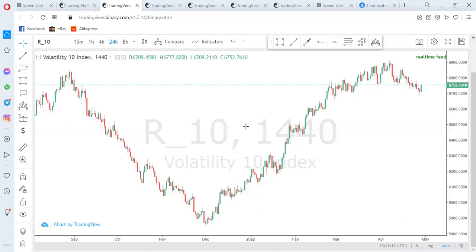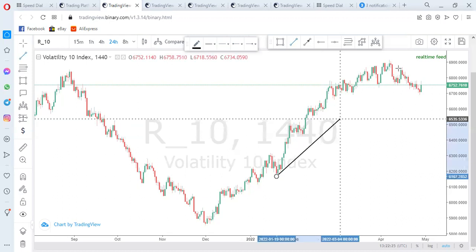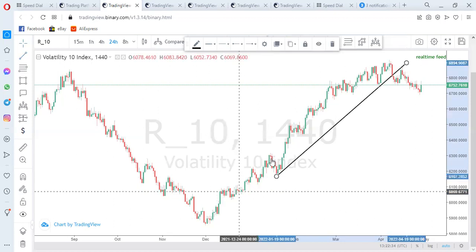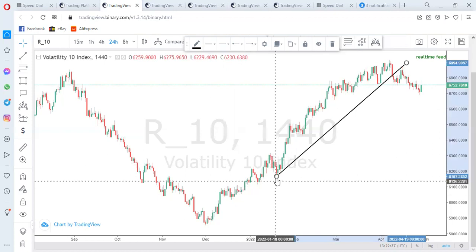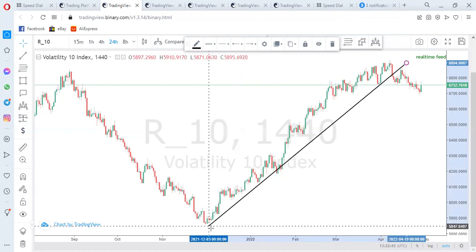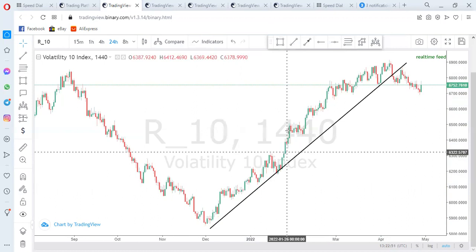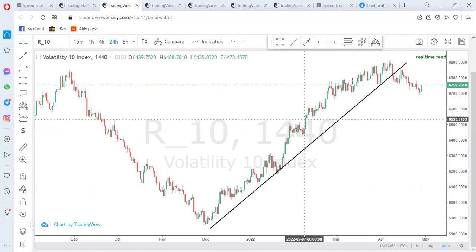So V10 has been on a very strong push to the upside. If I'm drawing my trend line, you can see it, a very strong push to the upside. Price has been creating higher highs, higher lows, higher highs, higher lows. That's what we've been having on V10 for more than a month, because we've been waiting for this sell for a very long time.